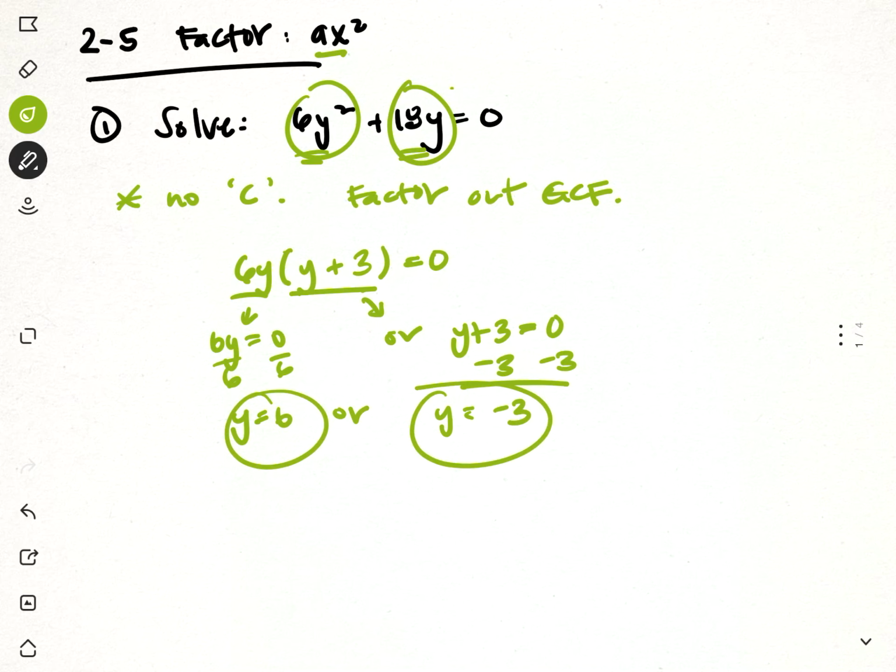All right, so just be very careful. If we only have two terms, then that probably means something special is going on. So we want to try to factor out our GCF.